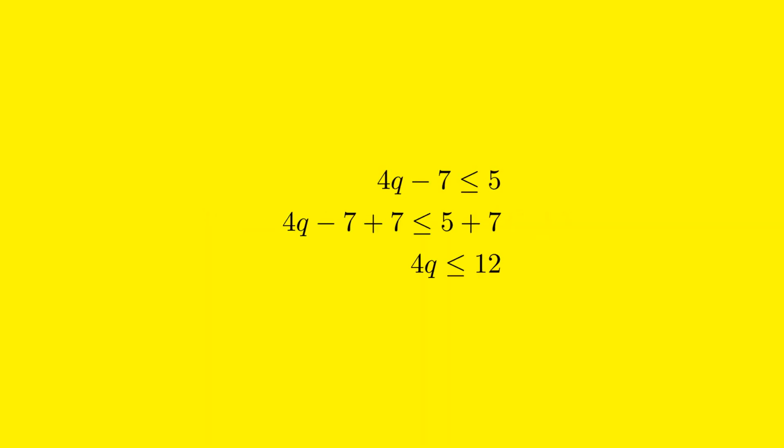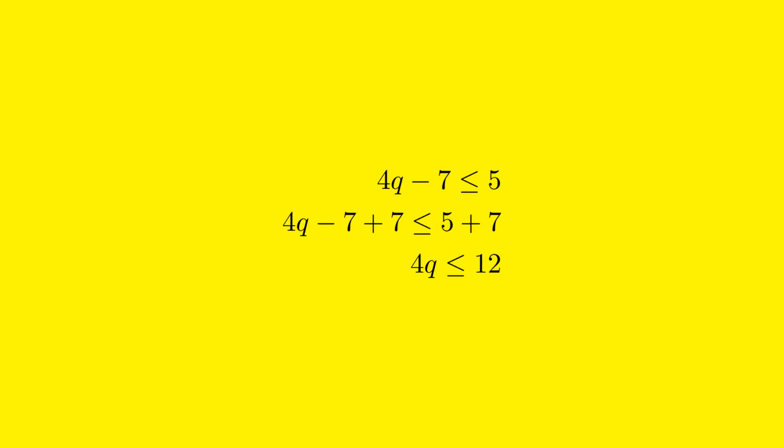To solve the inequality 4q minus 7 is less than or equal to 5, we start by isolating the variable term on one side of the inequality. This means we need to get 4q by itself on one side. First, we need to undo the subtraction of 7 from 4q. We can do this by adding 7 to both sides of the inequality.